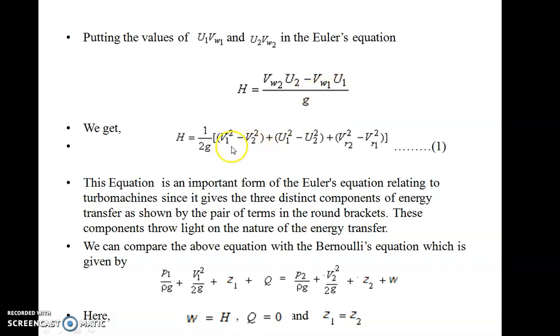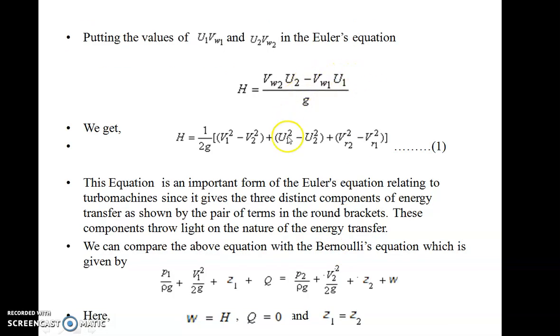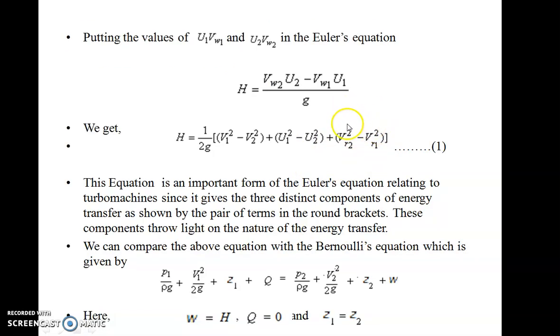So VW1 U1, if you put, it is half V1 square plus U1 square minus VR1 square, minus half V2 square plus U2 square minus VR2 square. So this will be head. When you simplify it, you will get head as 1 by 2g times V1 square minus V2 square plus U1 square minus U2 square plus VR2 square minus VR1 square, because it was minus minus, it becomes plus. So this is in a reverse manner, and this you have to remember.